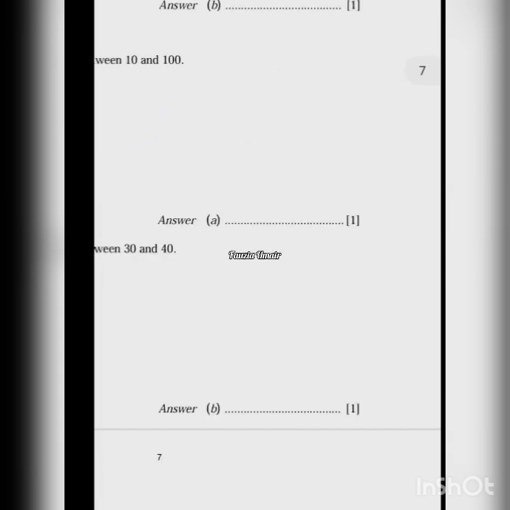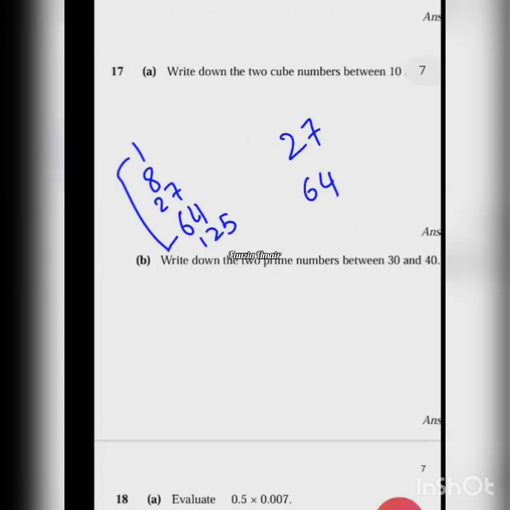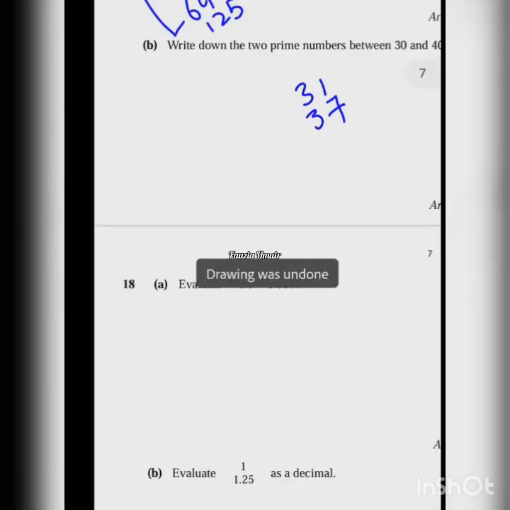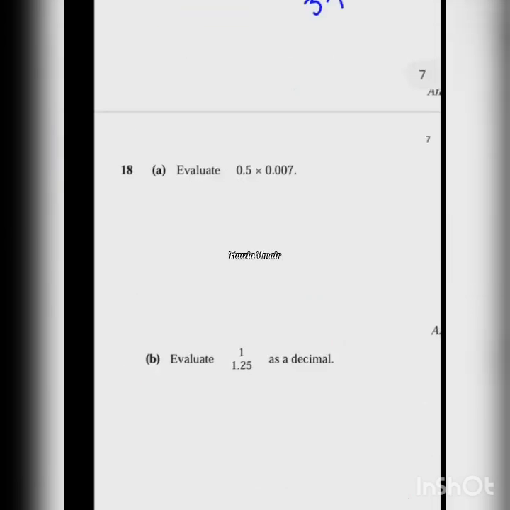31 and 37. One mark question again. Okay, you should have this concept too. So 31 and 37 are the prime numbers. So the next question is: evaluate. Who will tell me?